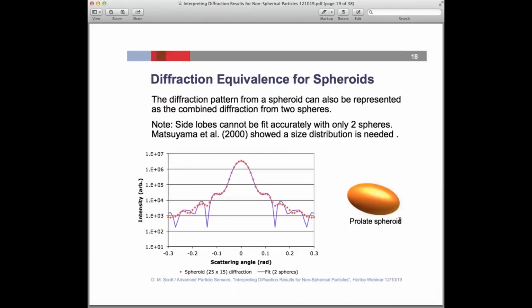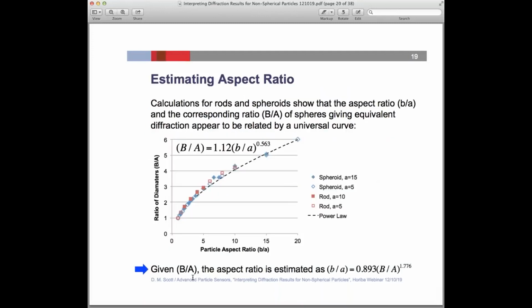It turns out you can do diffraction equivalents for spheroids as well. Here's an example where we're showing a two-sphere fit against a spheroid which is 25 lambda by 15 lambda. You can't get an infinitely accurate fit with only two spheres. You actually need a continuum of a size distribution to do that, but at least you can get a pretty good idea of approximately what the size is.